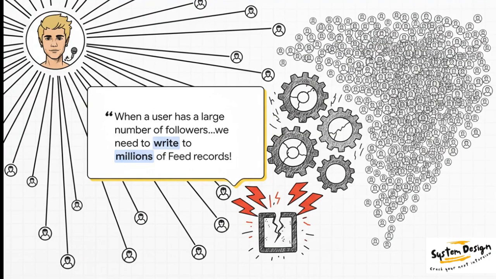Right. Just imagine someone with, say, 90 million followers. When they post, trying to update 90 million individual feeds at the exact same time, it's just impossible. The system can't do it. This is the dark side of our new approach. It's a fan-out on write problem, and it would bring our entire system to its knees.